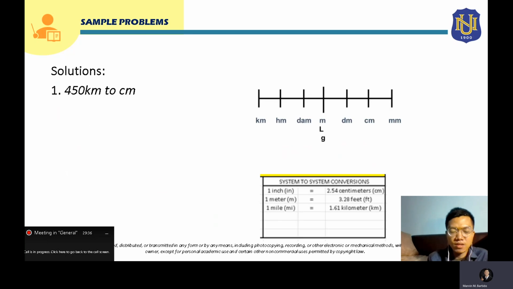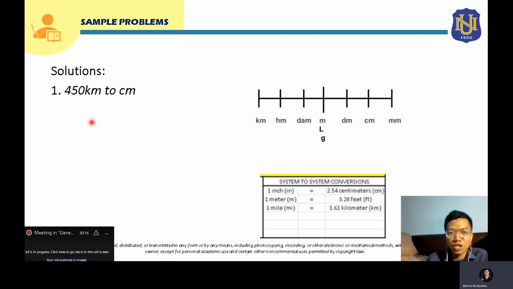For the first one, this is 450 kilometer to centimeter. As I've mentioned earlier, in conversion of units, it's much easier if we use this conversion line. If we're going to convert kilometer to centimeter, since the direction is from left to right, we're just going to count the moves from kilometer to centimeter. That will be 1, 2, 3, 4, 5. So basically, we know that 1 kilometer is 1 with 5 zeros, so that will be 100,000 centimeter.